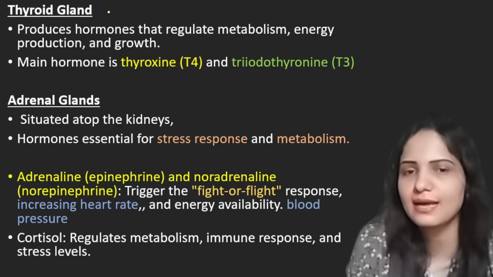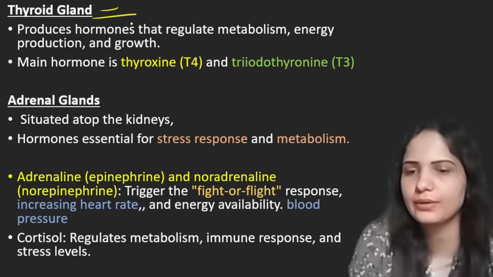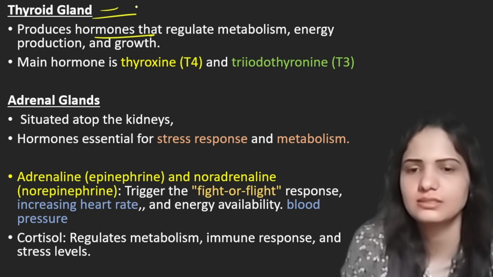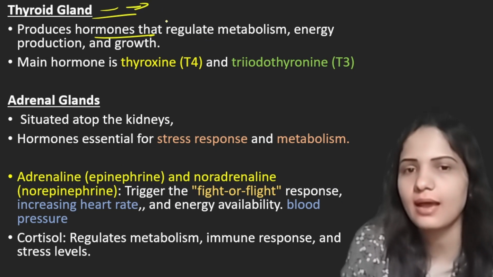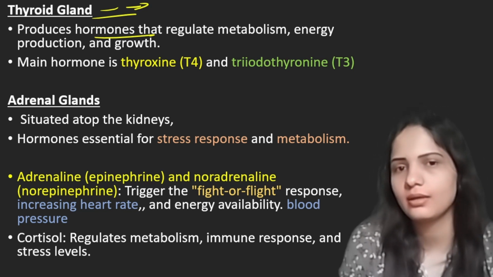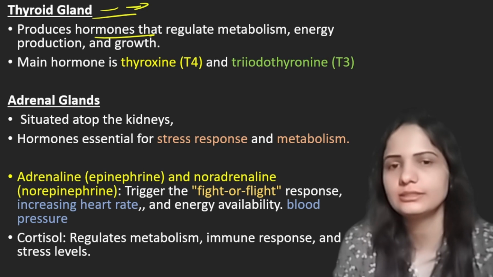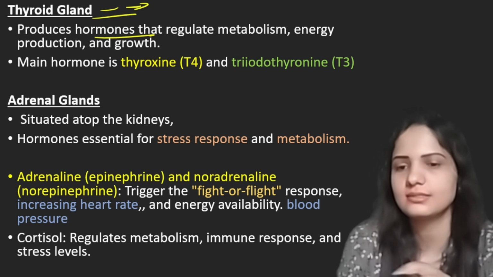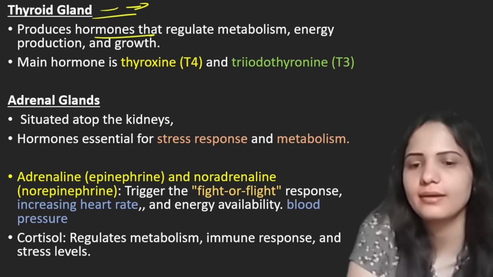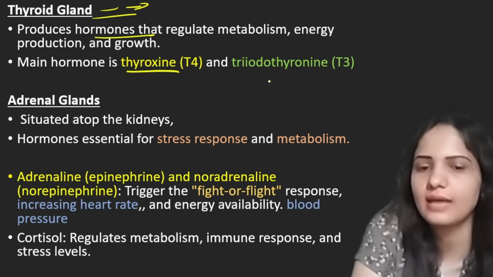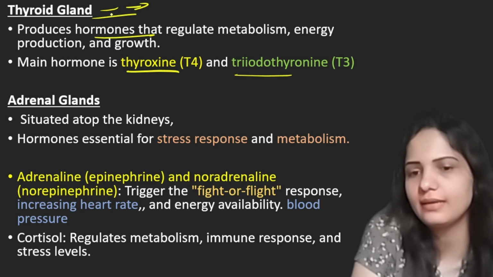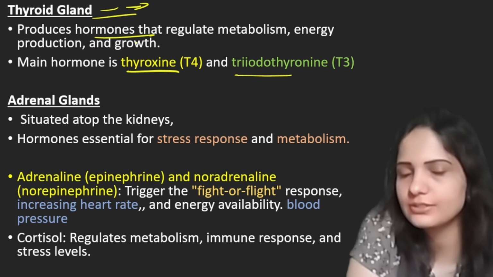Next, we have this thyroid gland. You must have heard of this abnormality, this disease, thyroidism. Usually people say that someone has got thyroid, a disease. When does this condition occur? When the thyroid gland functions abnormally. When the thyroid gland doesn't secrete its hormones thyroxine and triiodothyronine in proper amounts, it will lead to thyroidism.